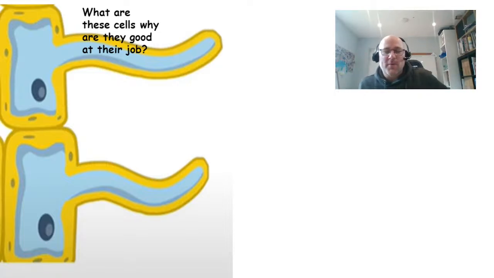How are they good at their job, guys? You could be asked a 4 marker on this. How are root hair cells good at their job? What structures or adaptations do they have that makes them good at their job? What does having that weird long thing, looks like a big nose, what does that do? Gives them a large surface area. Awesome. How does that help them? They've got a large surface area. What's their job? How's that linked to their job?